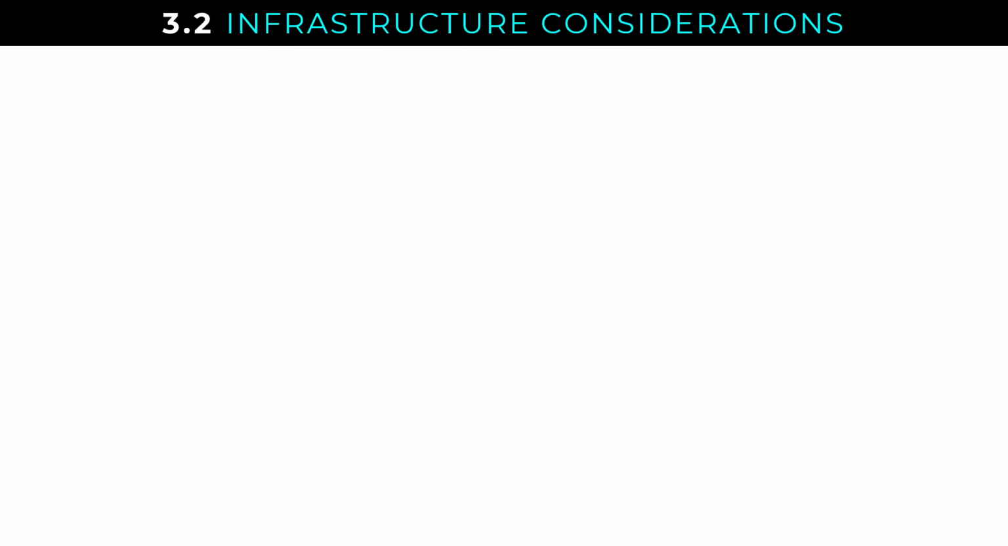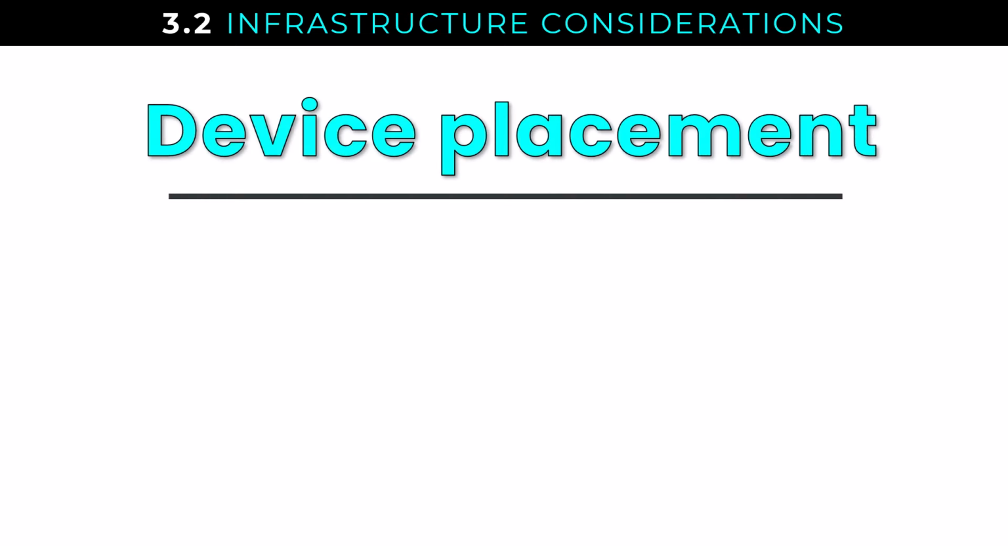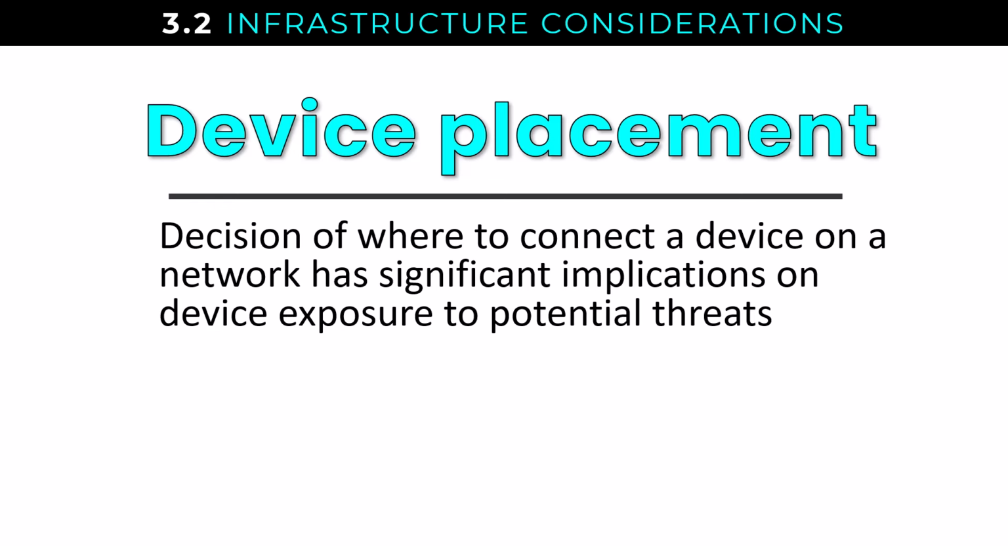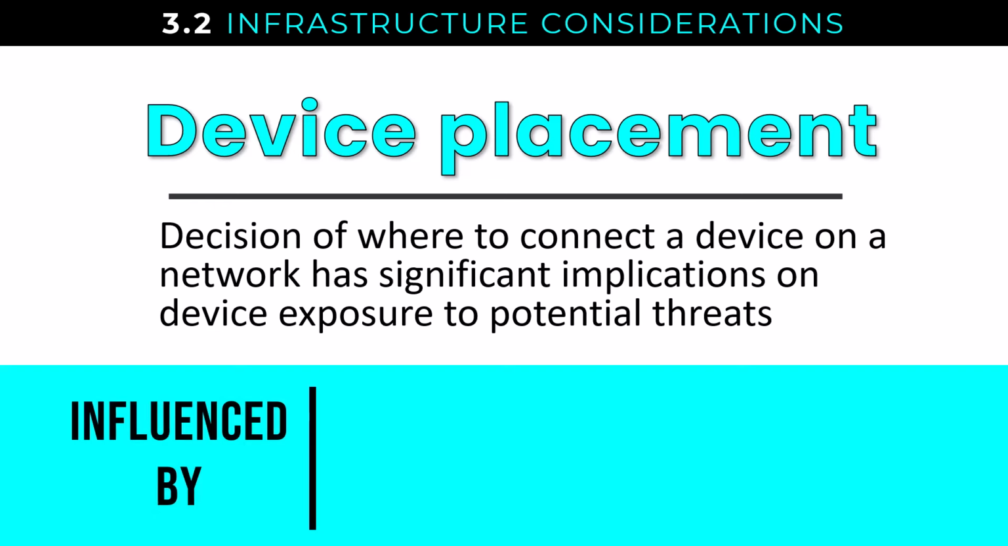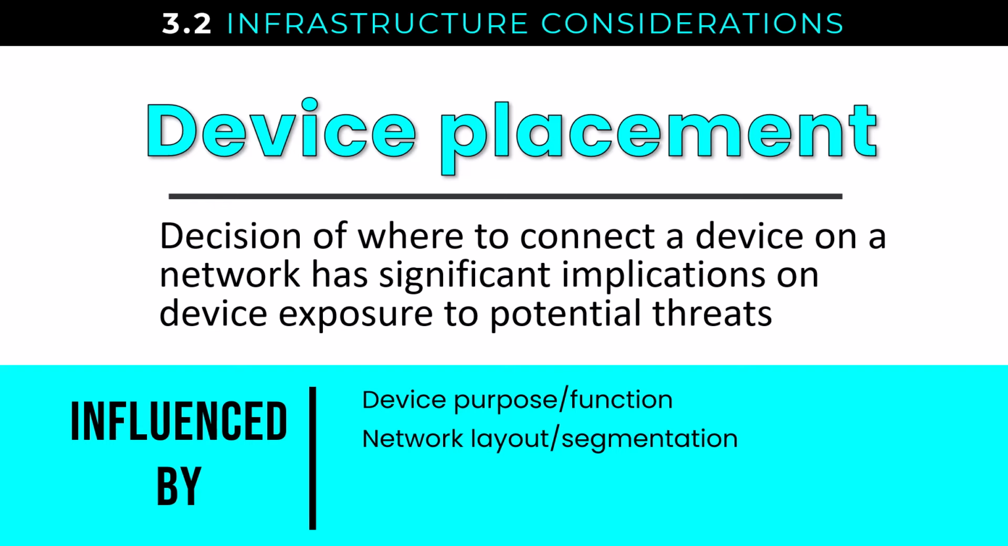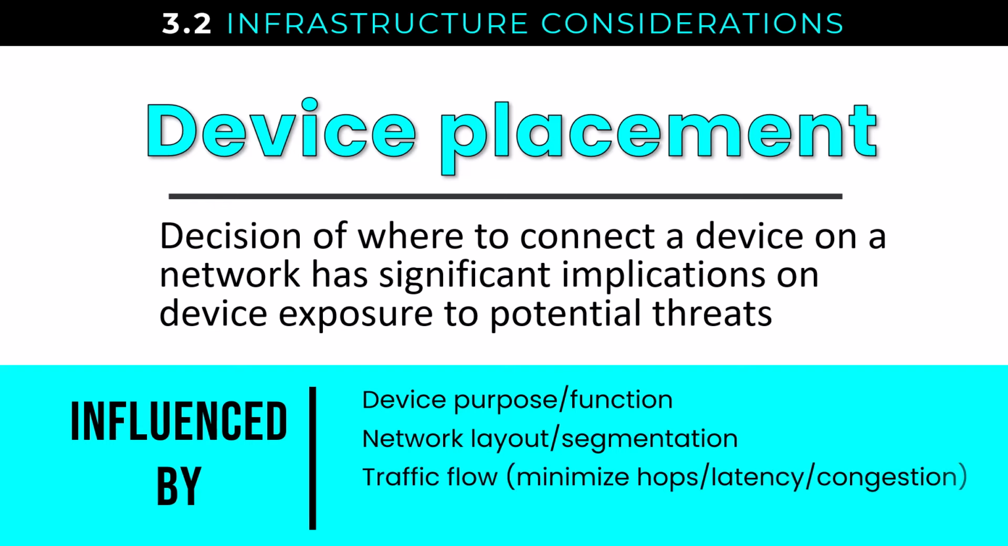We'll start with infrastructure considerations, beginning with device placement. This is the decision of where to connect a device on a network, and it has significant implications in device exposure to potential threats. Factors that might influence our device placement decisions include the purpose or function of the device, the layout or segmentation of our network, traffic flow, minimizing hops, latency, and congestion by placing elements that communicate frequently near one another in adjacent segments or the same segment, and potentially other security or regulatory considerations.